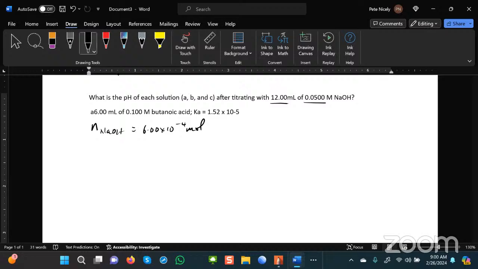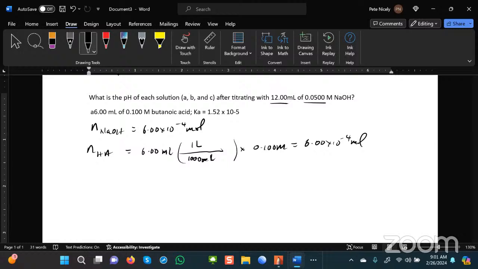Now, in the case of the butanoic acid, I'm going to use HA again. That would be equal to 6.00 mils. We convert that to liters, which is 1 liter over 1,000 mils. And then we multiply by the molarity, which is 0.100 M. Okay, so let's see what that gives. So 6 times 10 to the minus 3 times 0.1. Okay, so in this case here, we're going to have 6.00 times 10 to the minus 4 moles, all right?